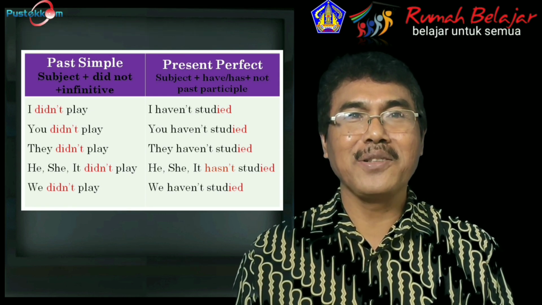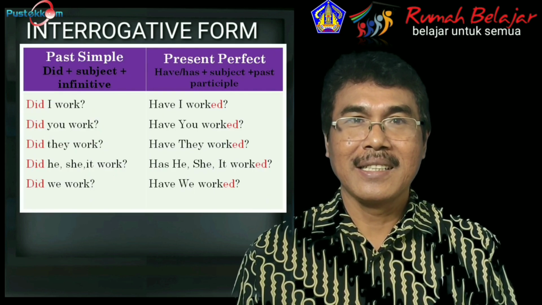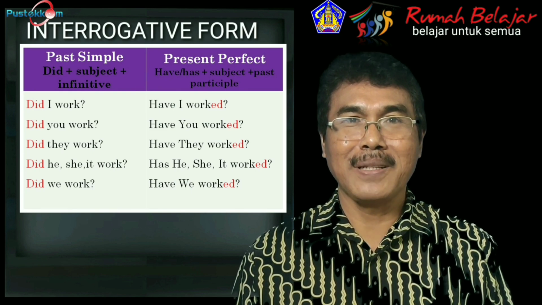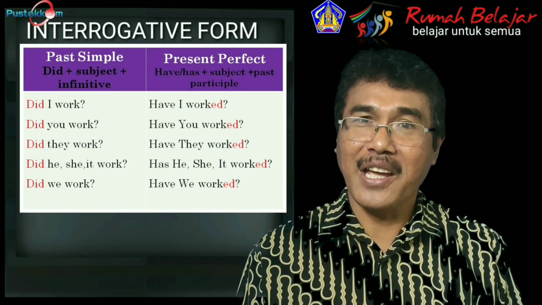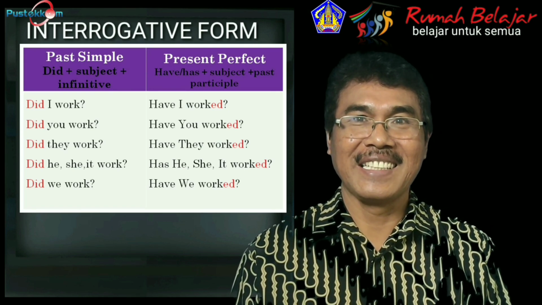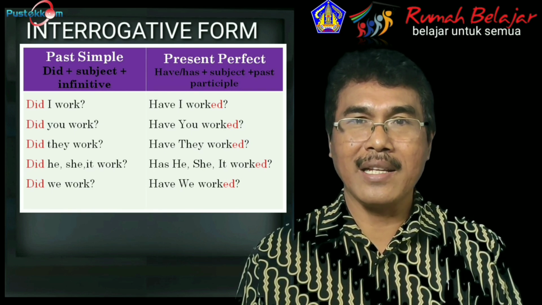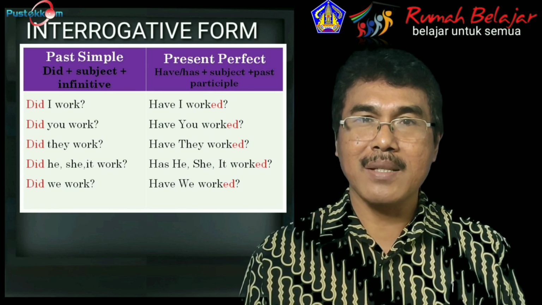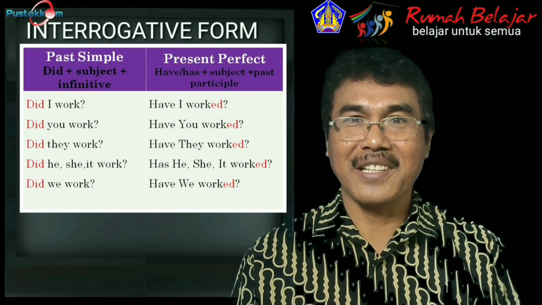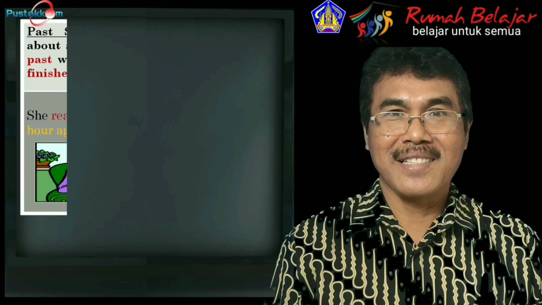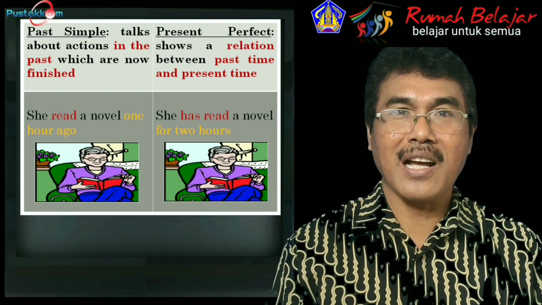Okay, the last one is interrogative or question form. For past, did plus subject plus infinitive. The example is, did I work? And so on. The interrogative form of present perfect tense is have or has plus subject plus past participle. The example is, have I worked? And so on.